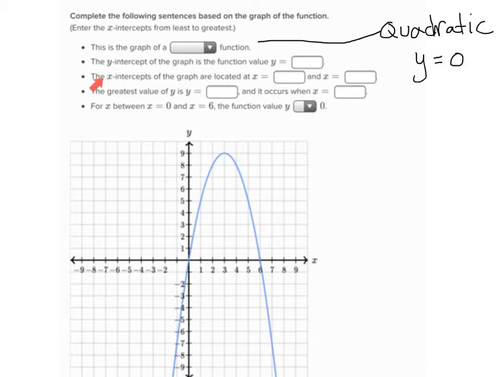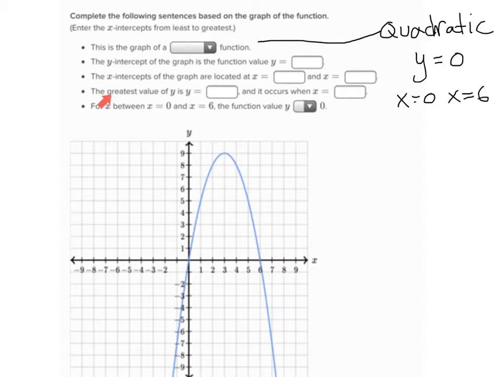The third one says the x-intercepts, and the reason they use an S there is because it crosses the x-axis twice. The x-intercepts of the graph are located where? Well, you can see there's one right here, and there's one right there. So where on the x-axis is this? 0. And where on the x-axis is this? 6. So your two x-intercepts are x equals 0 and x equals 6.